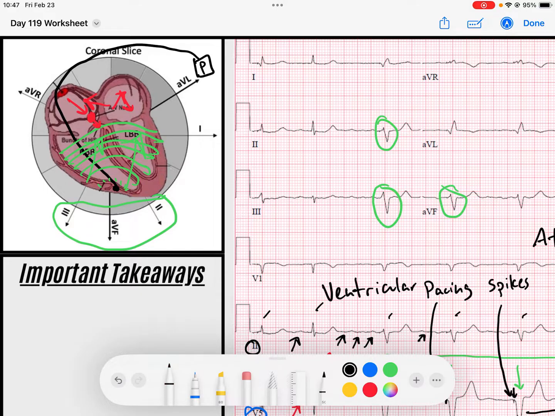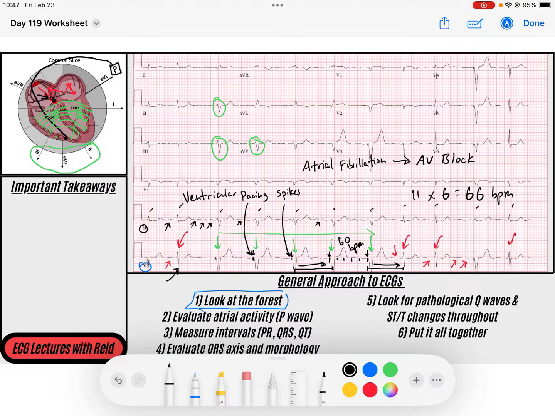But if I have a pretty high level AV block, it's not going to be very easy for those waves to make it through. It'll happen very rarely. If it's a complete AV block, you'll never see it. But if it's a pretty high grade block, you'll see it very rarely.